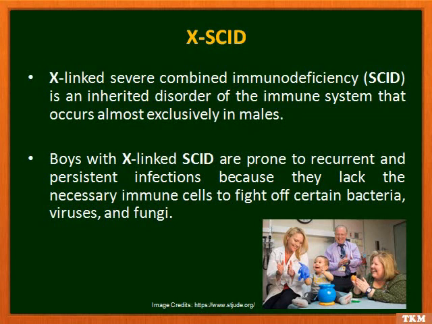Coming to our second example, X-SCID, that is X-linked severe combined immunodeficiency. It is an inherited disorder of the immune system that occurs almost exclusively in males. Boys with X-linked SCID are prone to recurrent and persistent infections. Why? Because they lack the necessary immune cells to fight off certain bacteria, viruses, and fungi. Not clear? Let's go into detail.